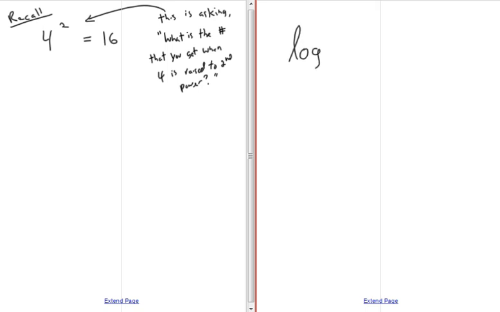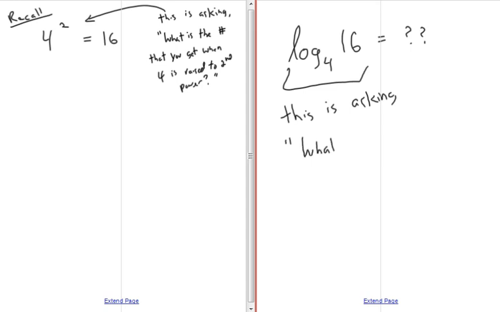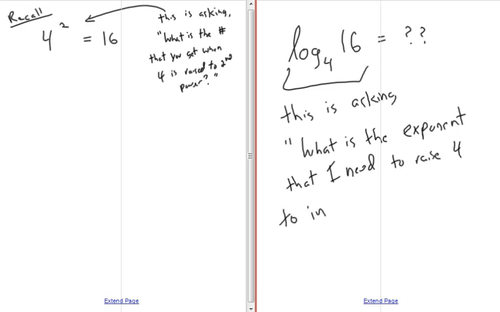Now, we can rearrange those terms. This right here is called the base, this is the exponent, the power, and we can write this thing right over here: log base 4 of 16 equals what? So this thing right here is asking, what is the exponent that I need to raise 4 to in order to get 16? It's sort of like saying, if you have the base 4, what's the exponent that I need?